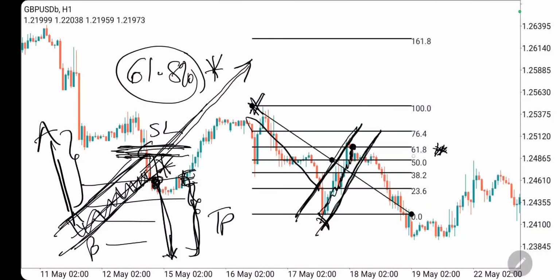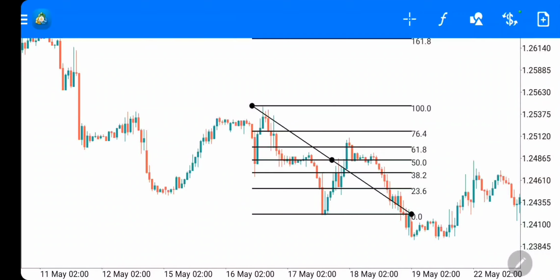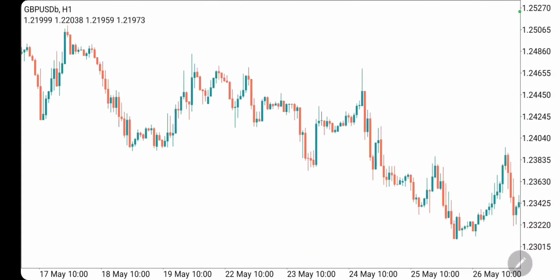The market has retraced from 61.8, but I will not get into the trade until I see that my flag, enclosing the retracement, has been broken. Then I'll get into the trade and take profit at the size of the first leg of the bearish flag. All right. So let us look for more examples.